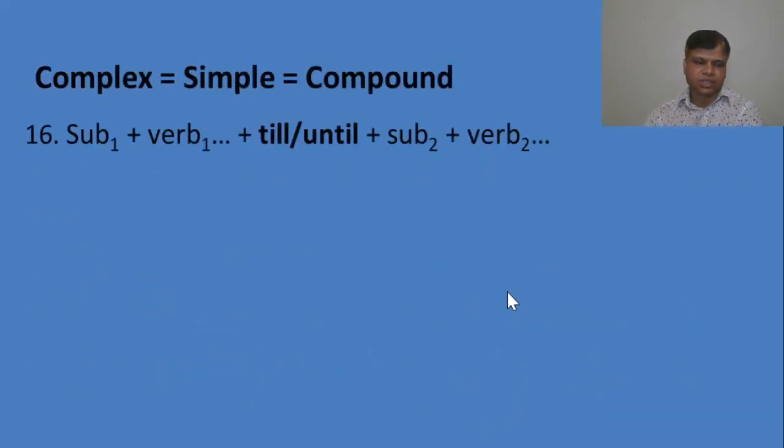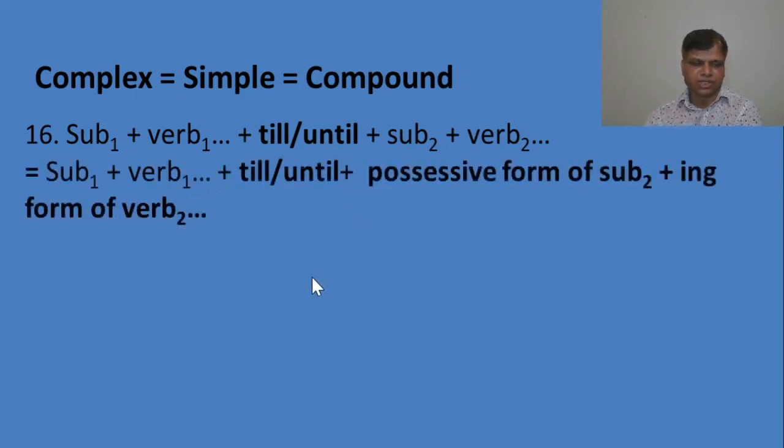Now the 16th rule, it is the last rule of the topic today. So look at the sentence. If this complex sentence contains till or until, then we have to transform it into simple following the structure. We have to use the independent clause first, then till, until, and possessive form of subject 2, ing form of verb 2, and rest of the sentence.